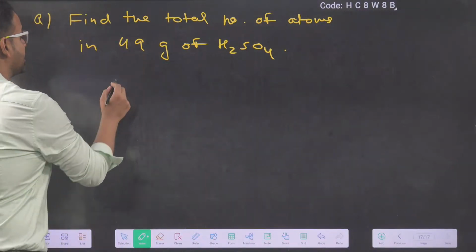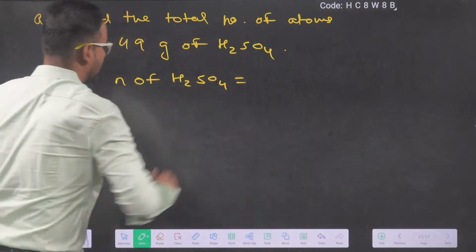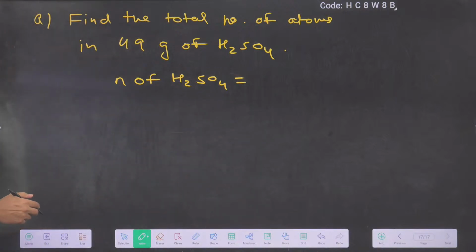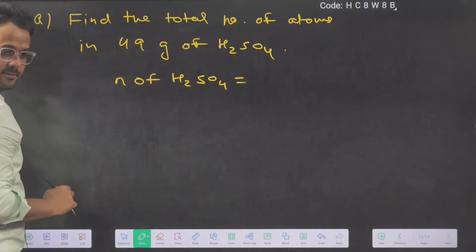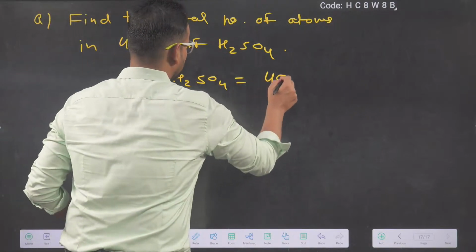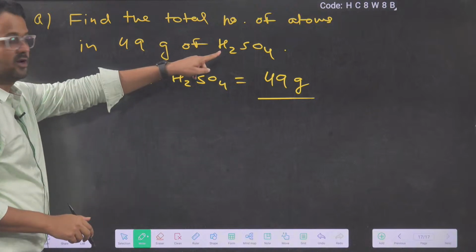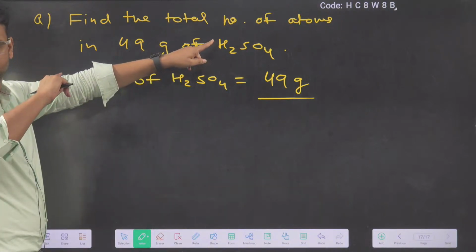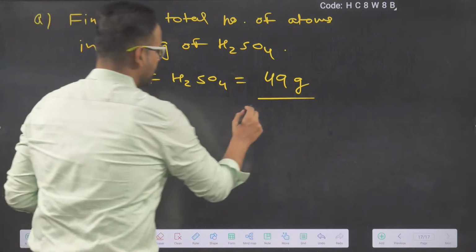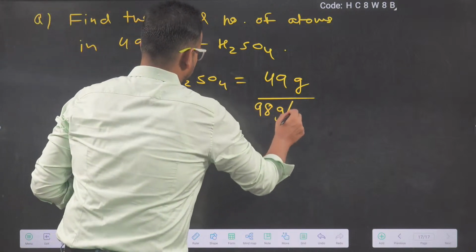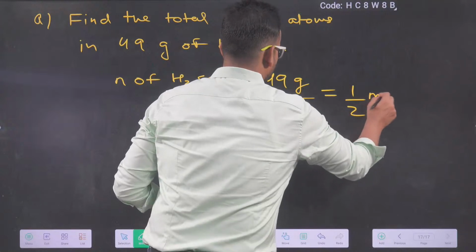So 49 gram of H2SO4, the first step will be to calculate the moles of H2SO4. Moles of H2SO4 will be given mass by molar mass. Given mass is 49 gram. Molar mass of sulfuric acid you have calculated previously. It was 98 gram per mole in the examples you did. So this will come out to be how much, beta? 1 by 2 mole.